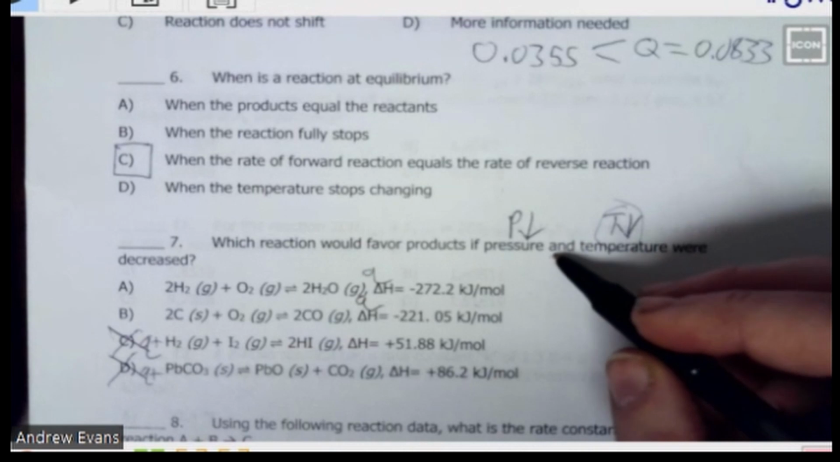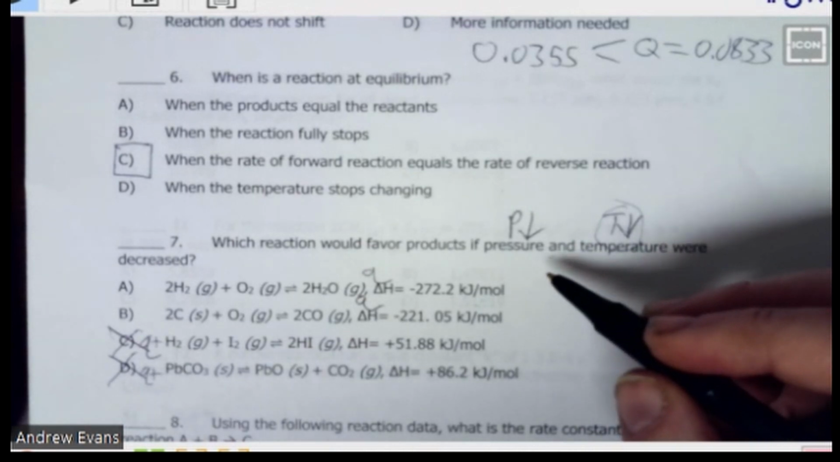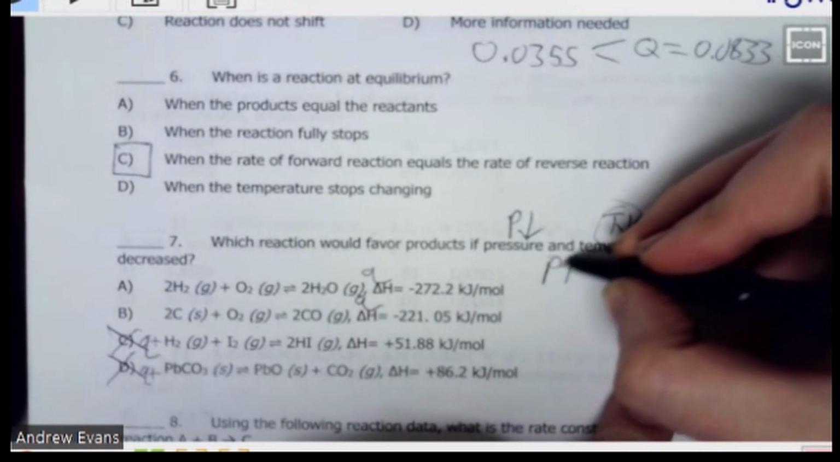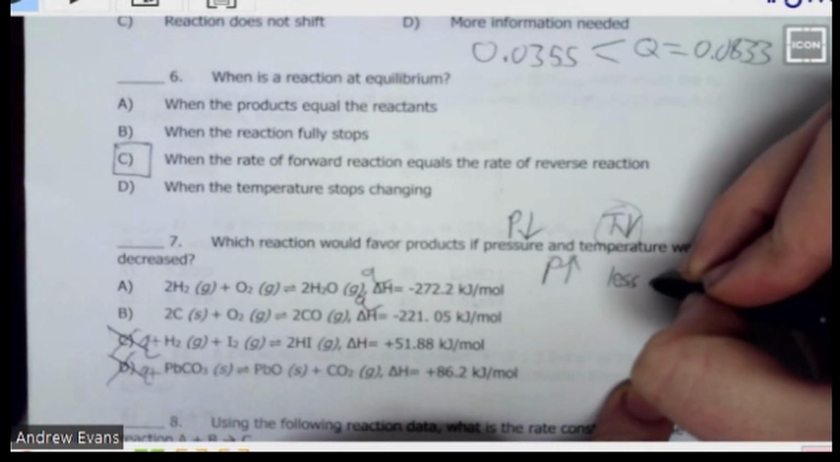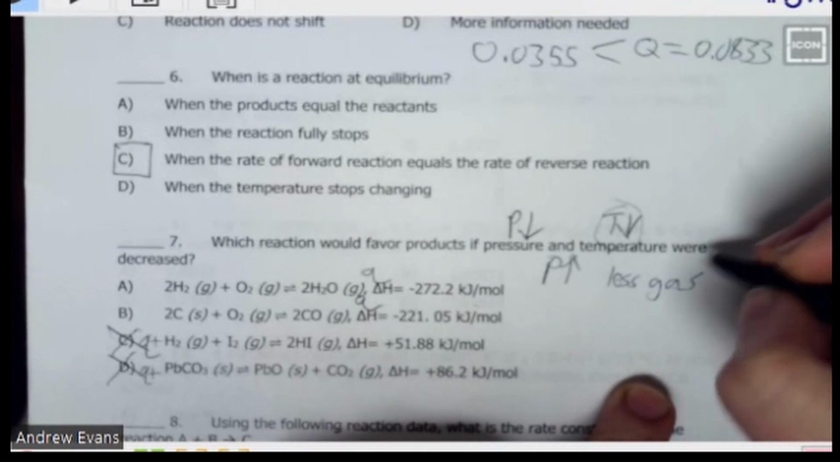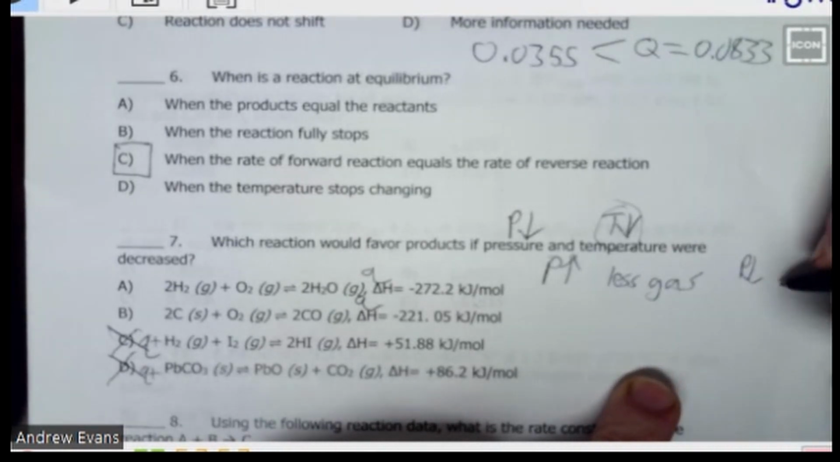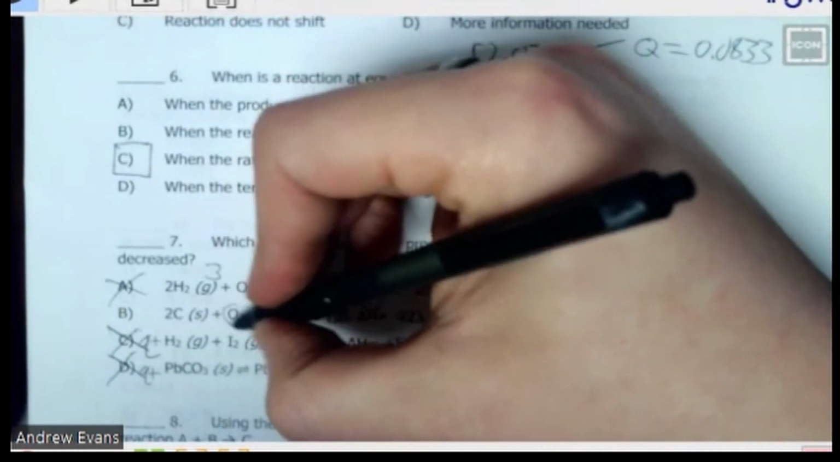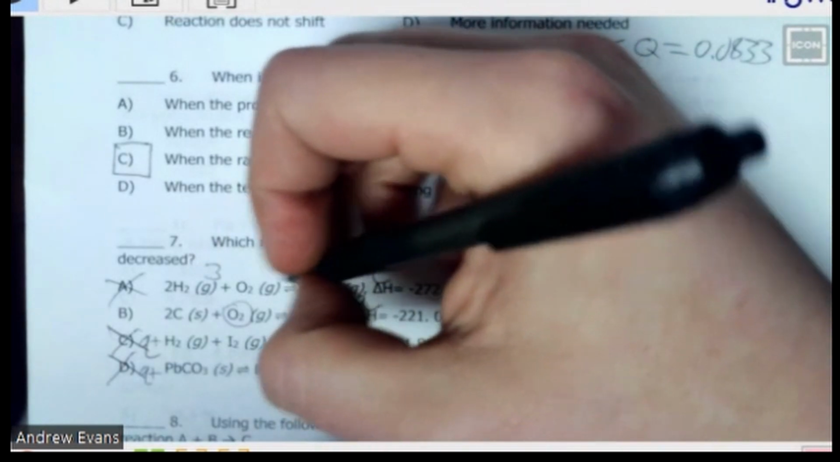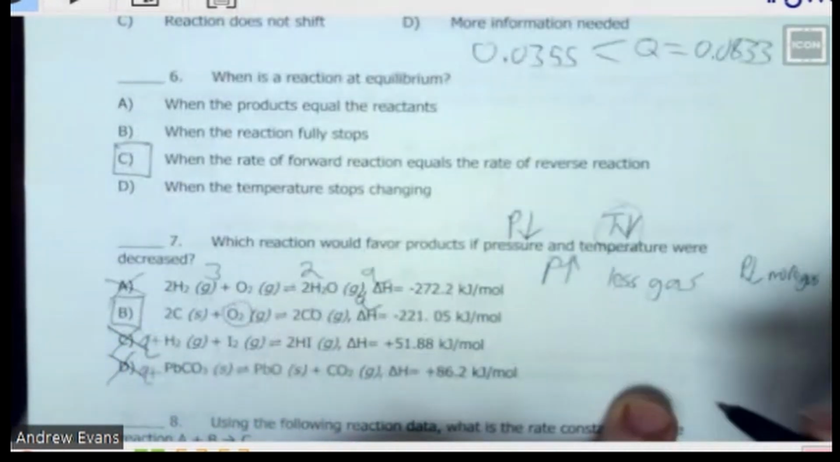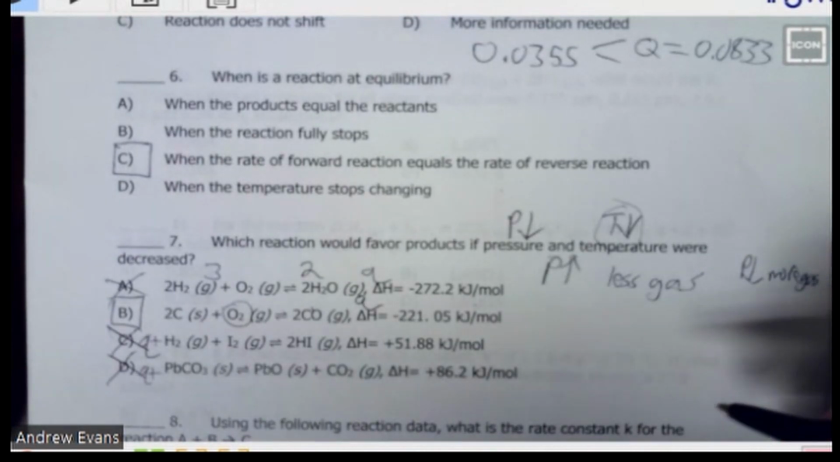Decrease in pressure. So an increase in pressure pushes it towards less gas. When P goes up, it goes to less gas. So when P goes down, it would be more gas. Shift towards more gas. So this was 3 gases versus 2 gases. So it's not A. 1 gas versus 2 gases. So it's B. The solid is the trick.